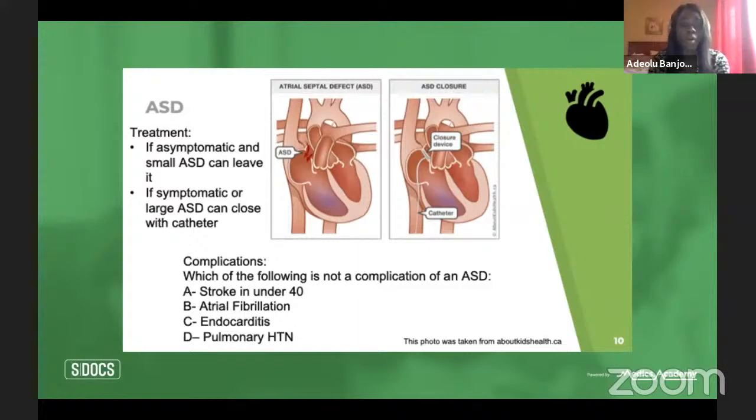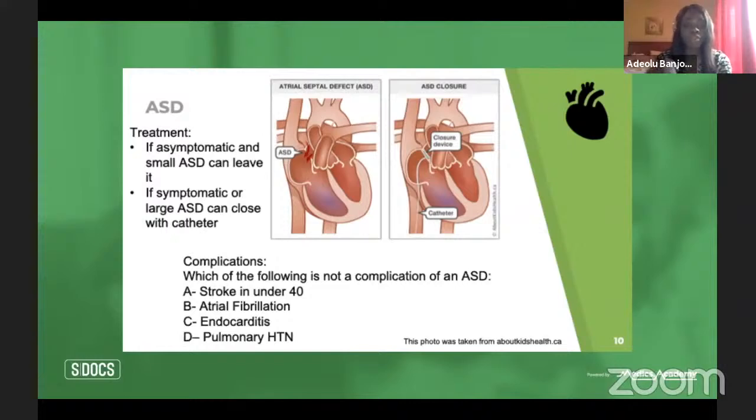And that's because that's a more common complication of VSDs. That's just because the higher velocity of flow in the ventricles versus the atria increases your risk of clot formation, which then attracts bacteria. And the other three have already been discussed.